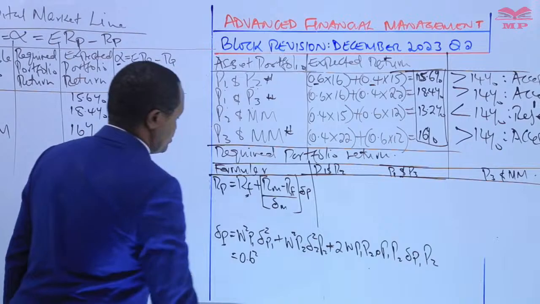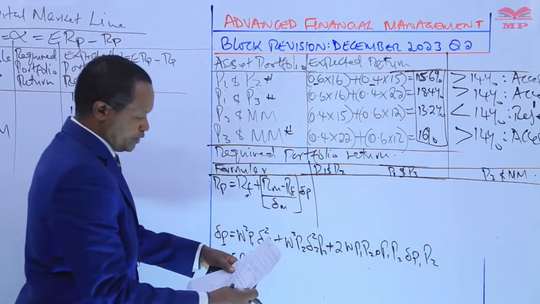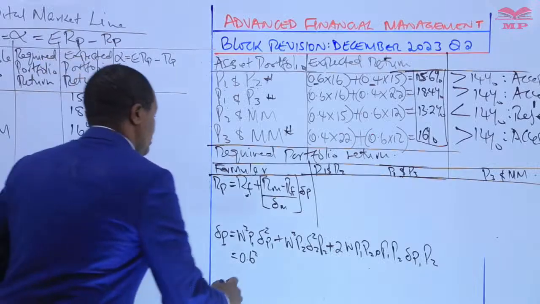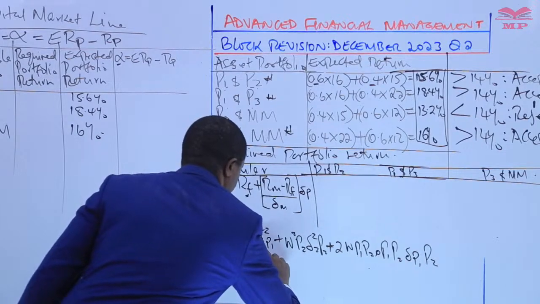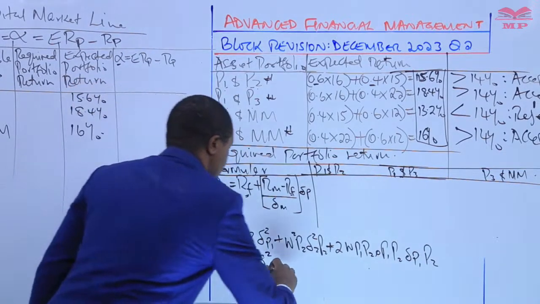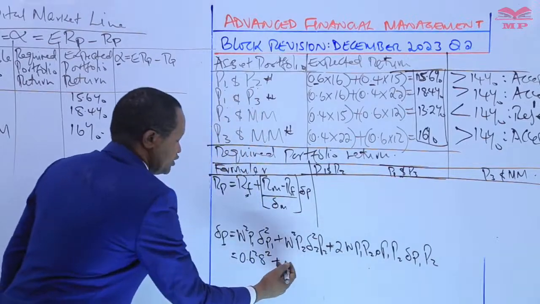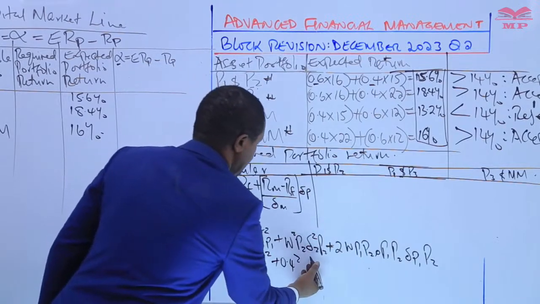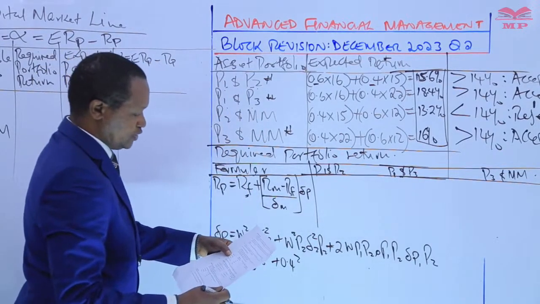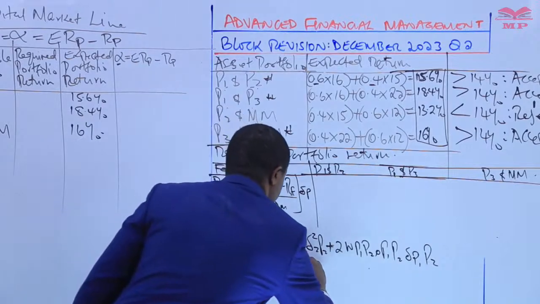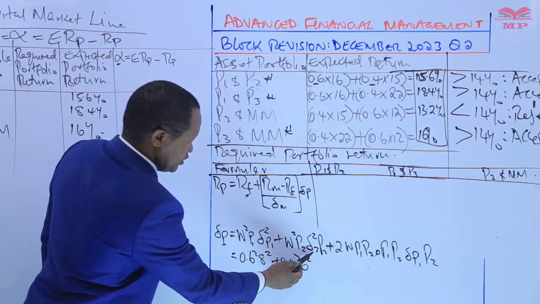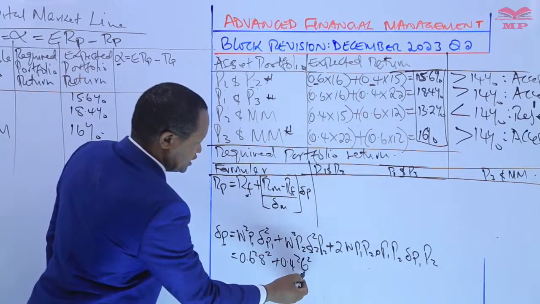Then we square the standard deviation of P1. The standard deviation of P1 from the question is 8. So we square the 8 to get the variance of P1, plus the weight of P2, 0.4, squared. Then we get the variance of P2, which is 6 squared. Are you following? You square the standard deviation from the question, which is 6.